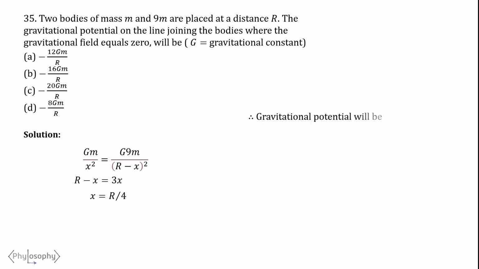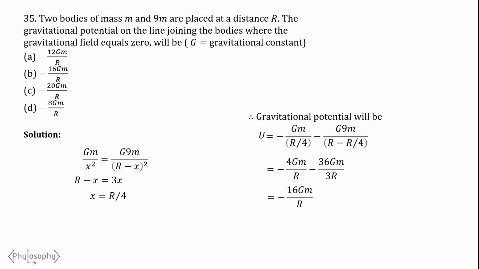Therefore the gravitational potential will be U equals minus GM over (r by 4) minus 9GM over (r minus r by 4). Now if you calculate this, then you will get U equals minus 16 GM over r. Therefore option B is the correct answer.